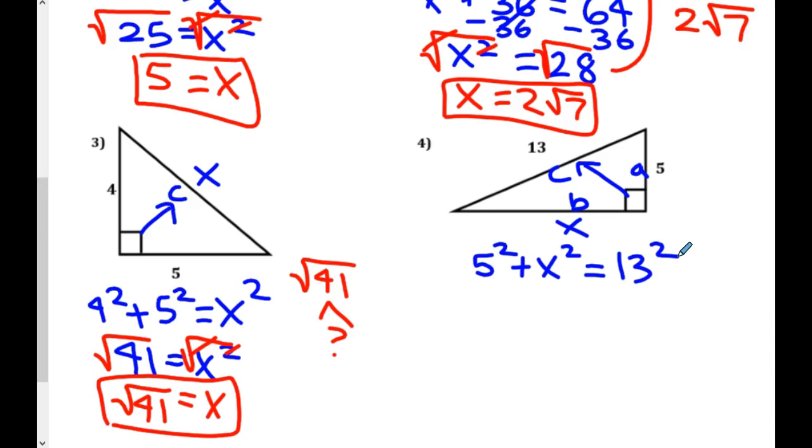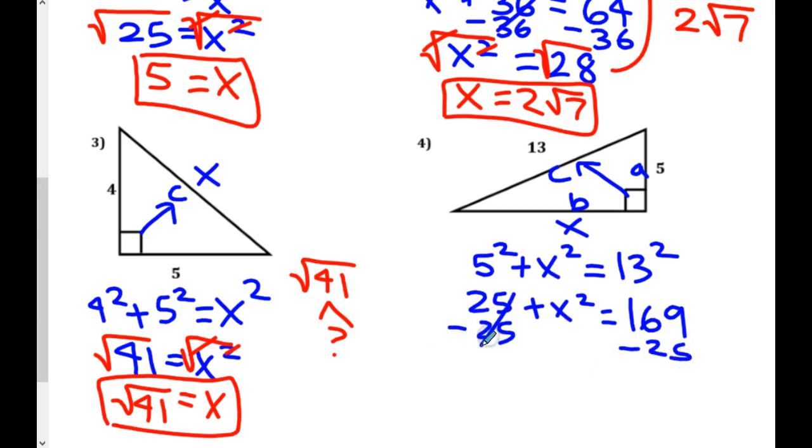Are you missing a leg? Are you missing a hypotenuse, right? So let's do the math. 5 squared is 25 plus x squared. 13 squared, anyone know it off the top of their head? 169, very good. All right, and then since 25 is on the side with x squared, I got to get rid of the 25 by subtraction. Minus 25, minus 25. What is 169 minus 25?